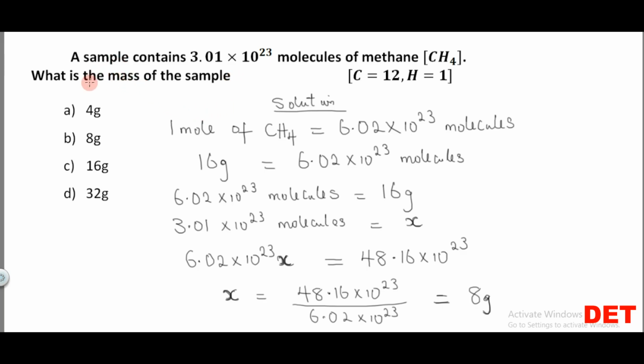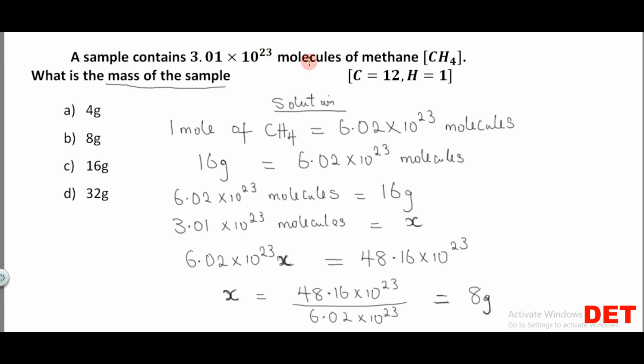Alright, so the question is, a sample contains 3.01 times 10 to the power 23 molecules of methane. What is the mass of the sample? We're given the relative atomic mass of carbon to be 12 and the relative atomic mass of hydrogen to be 1. Again, what we're looking for is the mass of the sample that contains 3.01 times 10 raised to the power 23 molecules. Alright, so how do we go about this?